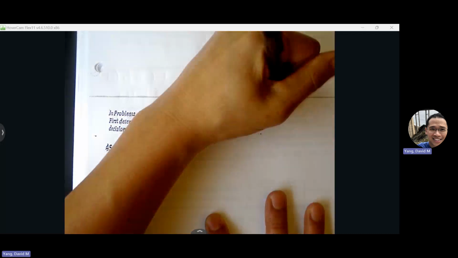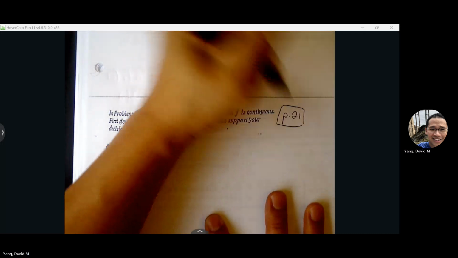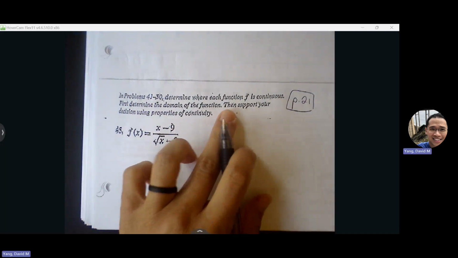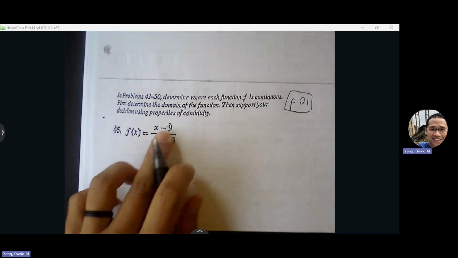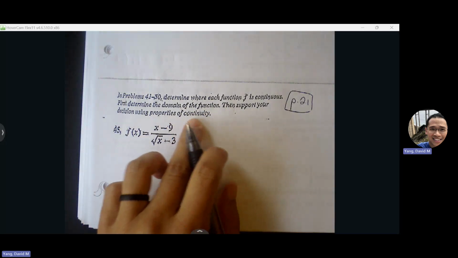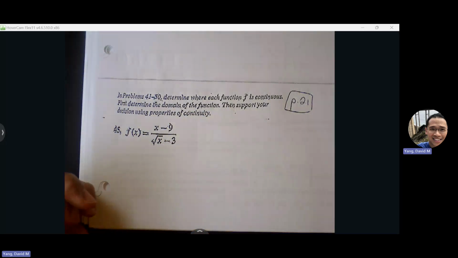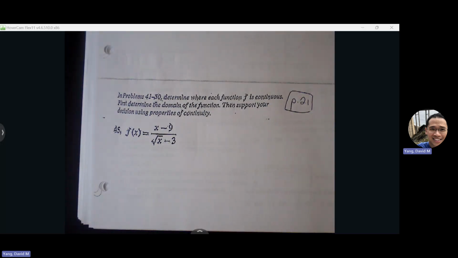Bottom of page 21. Determine whether the function is continuous. Determine support using your continuity statements. So this is x minus 9 over root x minus 3. It doesn't specify what the C value is, but where can we look for discontinuity?